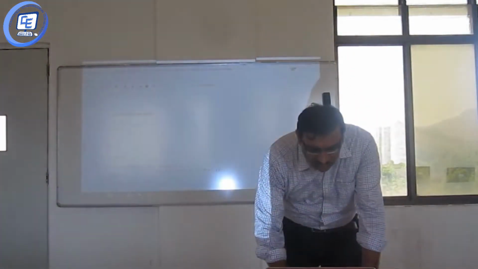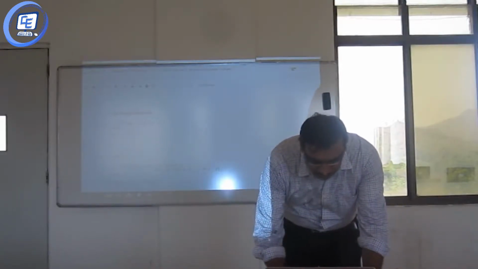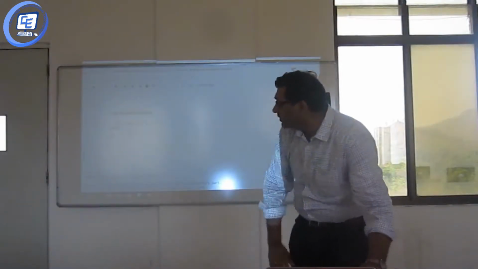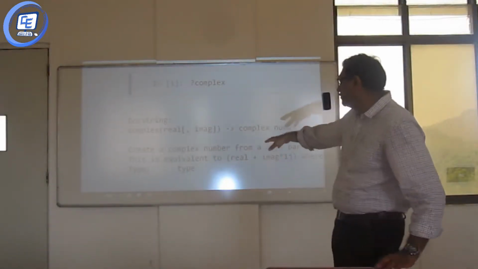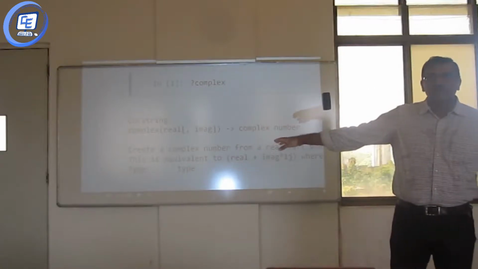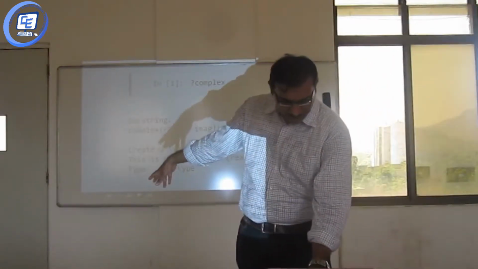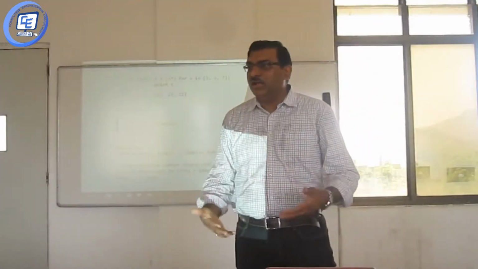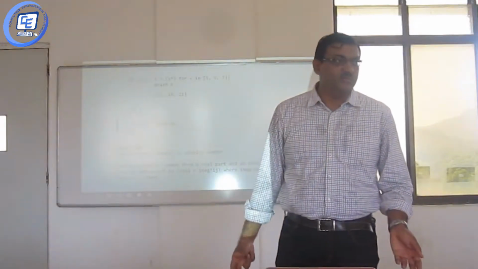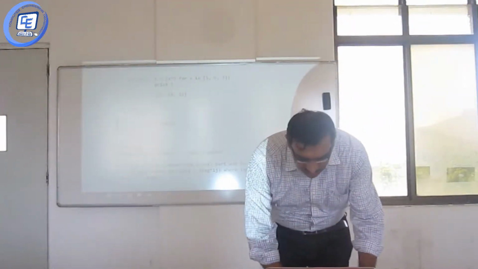So you write here question mark complex and you execute that. You should see a docstring below, and the help will appear like this. You should see a help for that function. So can you read that help? Given two numbers, a comma b, it will return a plus jb, a complex number. Given two numbers, real and imaginary.